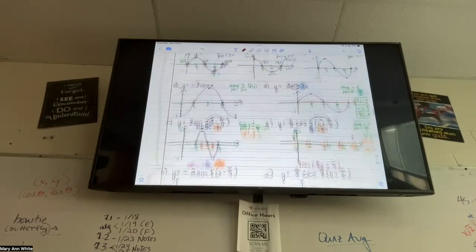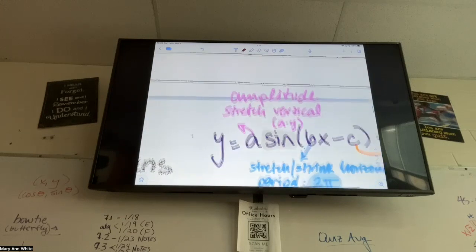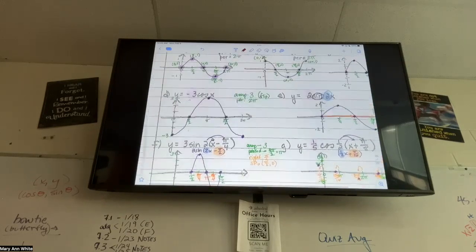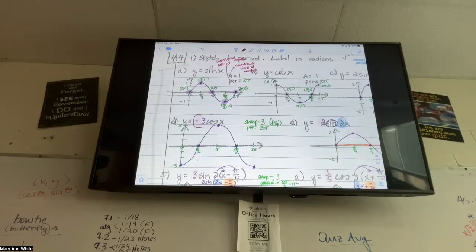You remember last time we did notes, I wrote flip or vertical stretch, and I think we talked about flip on which one? Maybe this one right here, letter D, we talked about flipping our graph to represent that negative number.